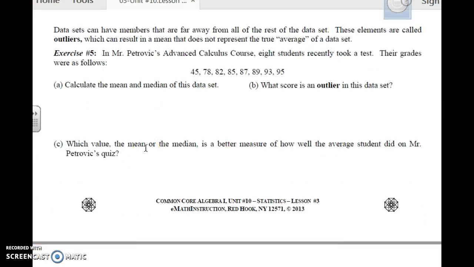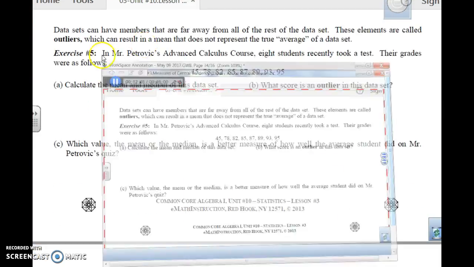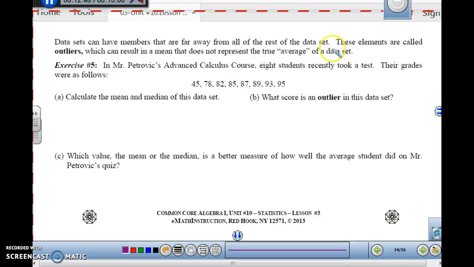All right, so let's look at our last topic here. Data sets can have members that are far away from all the rest of the data set. These elements are called outliers, which can result in a mean that does not represent the true average. Basically, the outliers will make the mean go up or down because it's way outside what we have. So let's take a look at this problem.